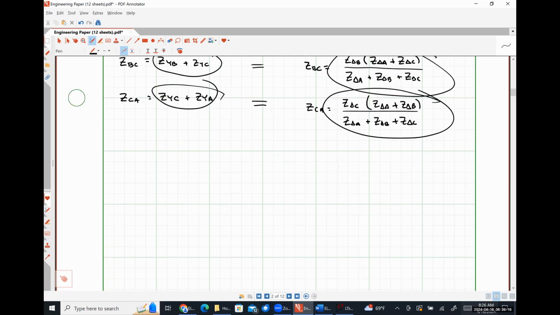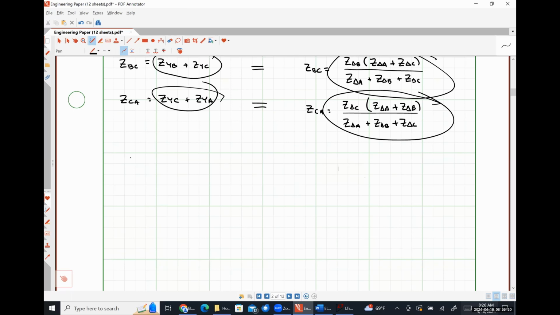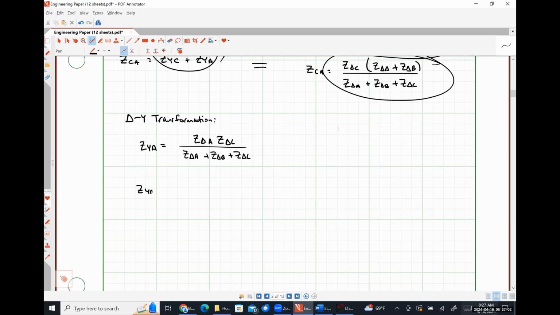So the results of solving things are as follows. We're going to call this a delta-Y transformation, okay? So this is us converting from a delta-connected load to a Y-connected load. The value of the A phase of the Y-connected impedance will simply be Z delta A times Z delta C over Z delta A plus Z delta B plus Z delta C. And we can do something similar for ZYB. That'll be Z delta A, Z delta B over that exact same denominator, Z delta A plus Z delta B plus Z delta C.